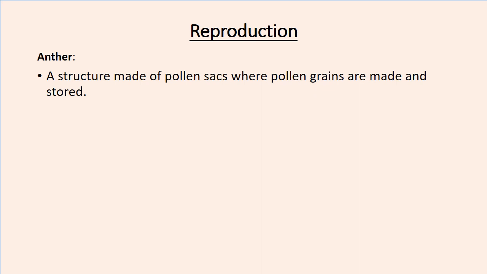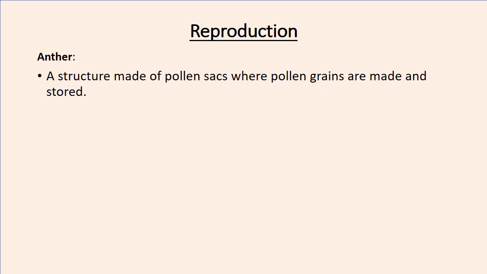fertilization. Next is the anther, which is a structure made of pollen sacs where pollen grains are made and stored. A pollen grain is very important for reproduction.